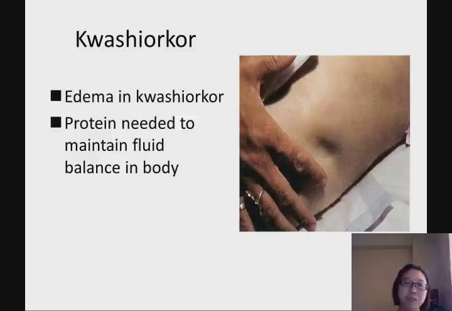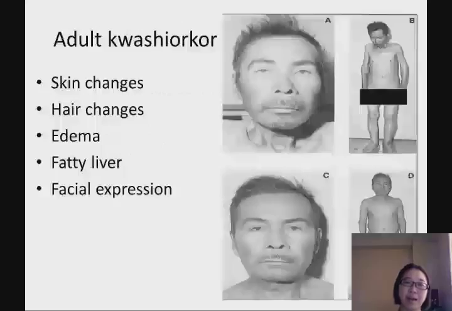Okay, you can also see the edemas, because fluid needs to be withdrawn back into the artery, but without the protein, they are not going to maintain the fluid balance.